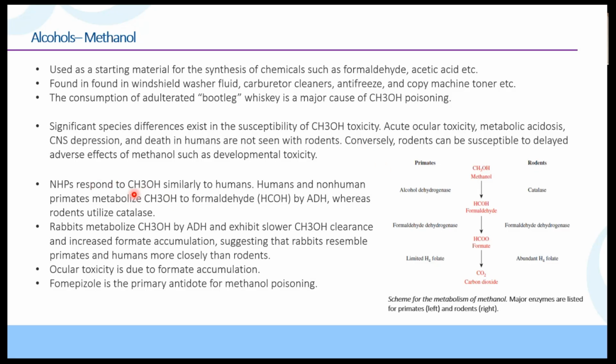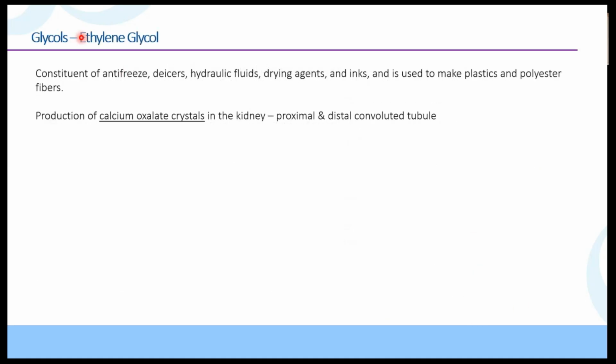So NHPs respond to methanol similarly to humans, as I already said. Humans and non-human primates metabolize it differently from rodents, which use catalase, as seen here. Rabbits also show similar metabolism as NHPs or humans. Ocular toxicity of methanol is due to formate accumulation, and fomepizole is the primary antidote for methanol poisoning. So this is a good example to learn about species differences in solvent toxicity, especially because of the metabolizing enzymes involved. Then moving on to glycols, taking ethylene glycol as the first example.